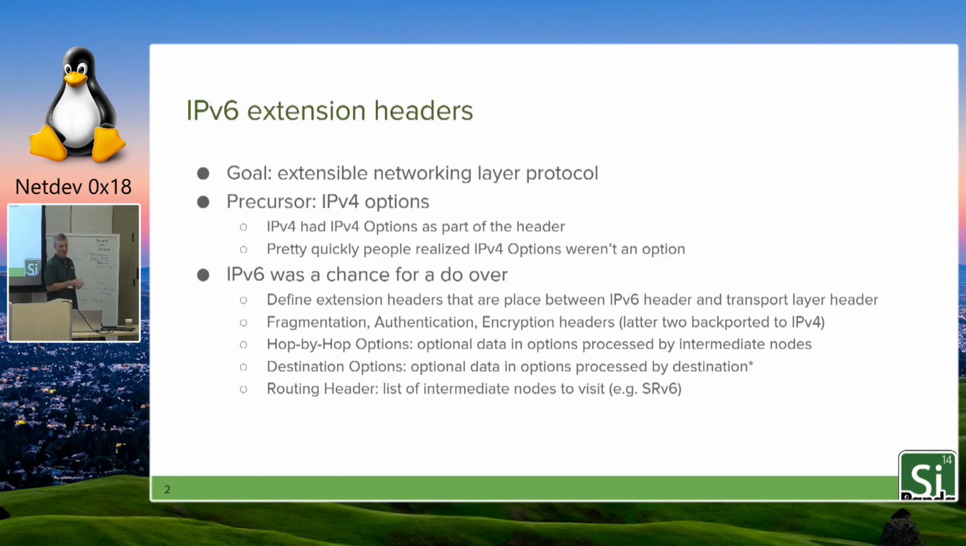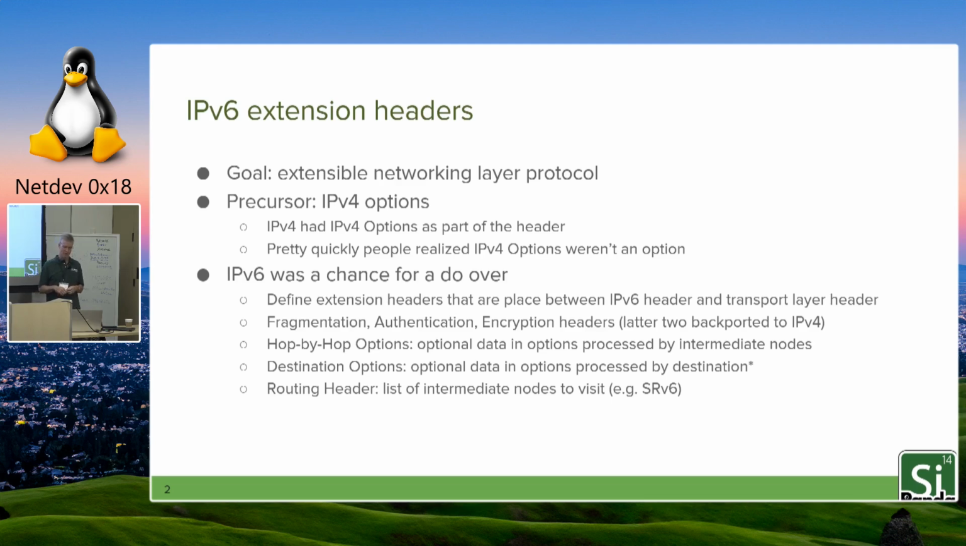Problem was router vendors, when they saw this, they really don't like anything complex, and they viewed having to process variable length headers as super complicated. The other problem was there really wasn't any generally useful option. There were some cute ones. I remember back in grad school, how amazing it was to do record route, but it turns out they really aren't that useful. So IPv4 options, they kind of died on the vine.